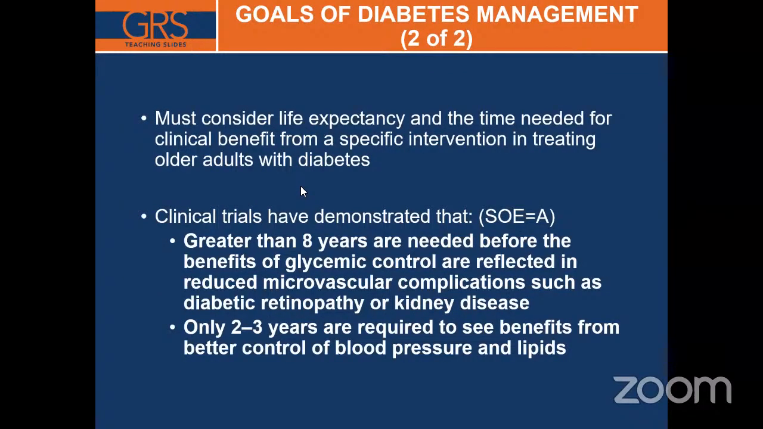Also, we must consider life expectancy and the time needed for clinical benefit from a specific intervention in treating older adults with diabetes. Some clinical trials have demonstrated that more than 8 years are needed before the benefit of glycemic control is reflected in reduced microvascular complications such as diabetic retinopathy or kidney disease. So tight control of hemoglobin A1C does not affect macrovascular complications of diabetes, which are reflected in stroke and other things. If we control the diabetes tightly, we have to wait 8 years to see the benefit for microvascular complications. Only 2 to 3 years are required to see benefit from better control of blood pressure and lipids.